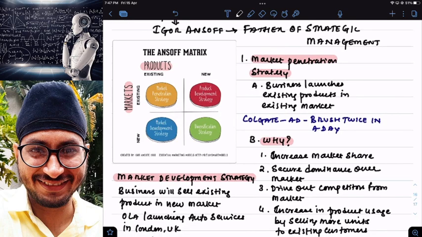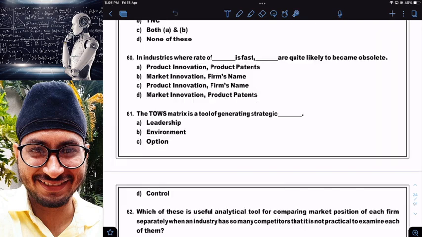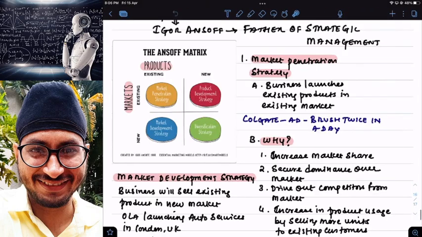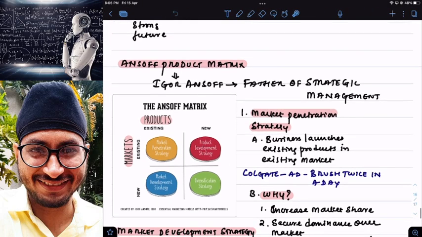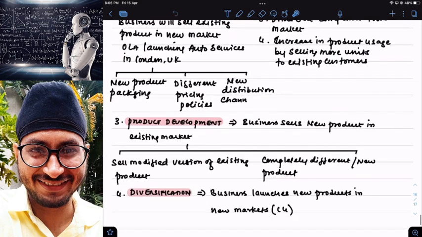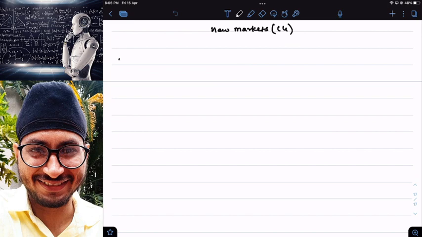We have completed the BCG matrix, and we have also completed the second one, the Ansoff product matrix. Now let us continue with the ADL matrix. The next type of analysis we have is Arthur D. Little, that is the ADL matrix.